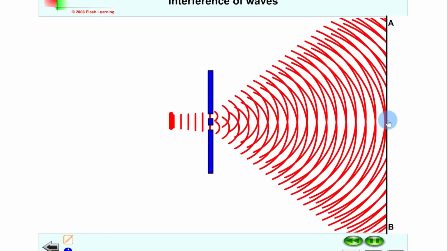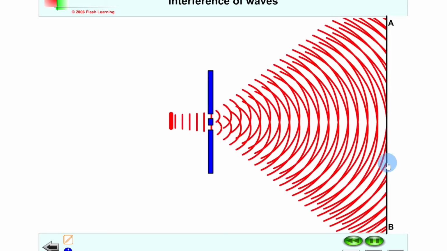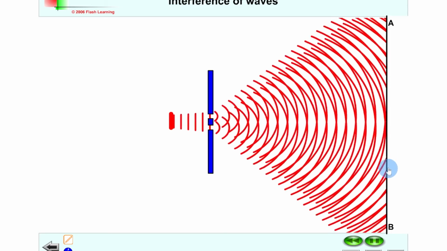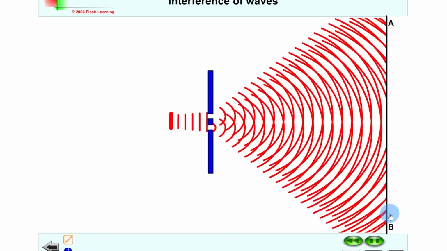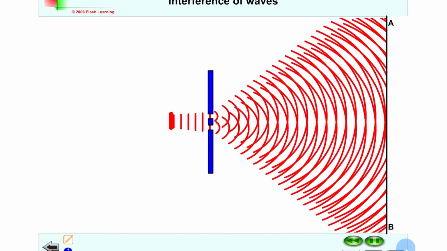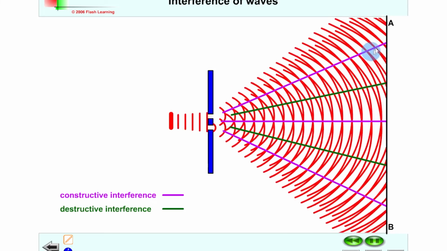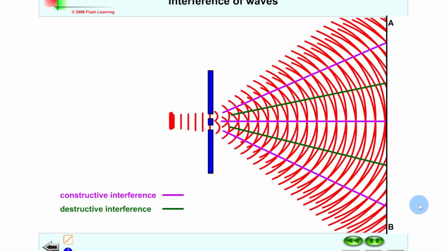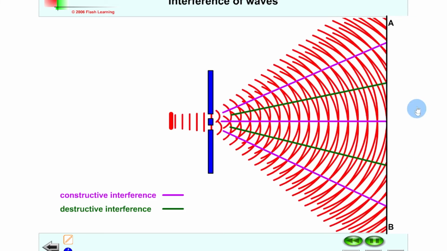And if you move down the way from the point of constructive interference here, you get again the point where crest meets trough, so you get destructive interference here. And then you get back to crest meets crest or trough meets trough, where you get another point of constructive interference, and so on. So just to label those points for you, here we have these purple lines representing the points of constructive interference, where we get crest meets crest or trough meets trough. And then these green lines show the points of destructive interference, where we get crest meets trough.